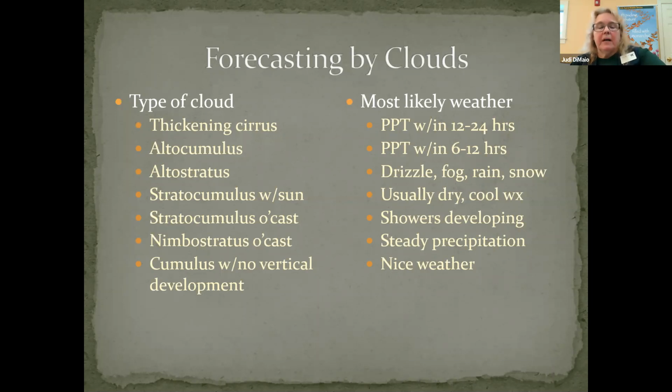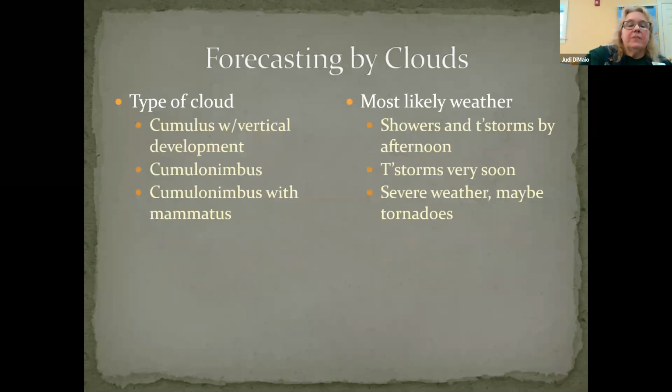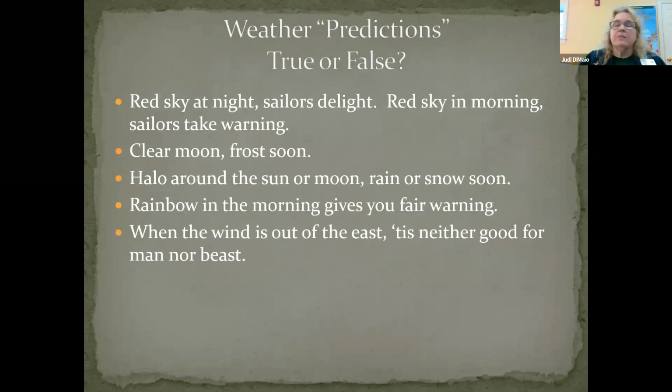if you have cumulus, that's those puffy clouds with no vertical development. In other words, they're just cotton puffs. You're going to have nice weather. And if you look, cumulonimbus, that's our rainstorm cloud. You'll have thunderstorms very soon. So different clouds can indicate different things.